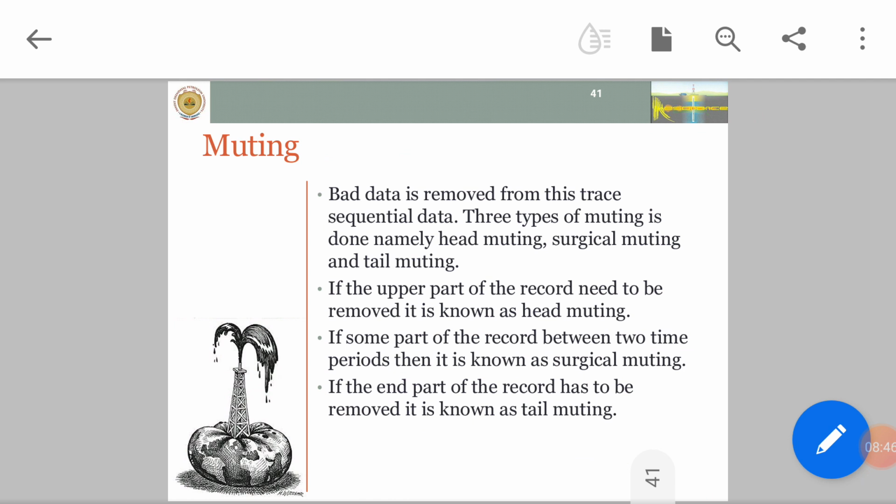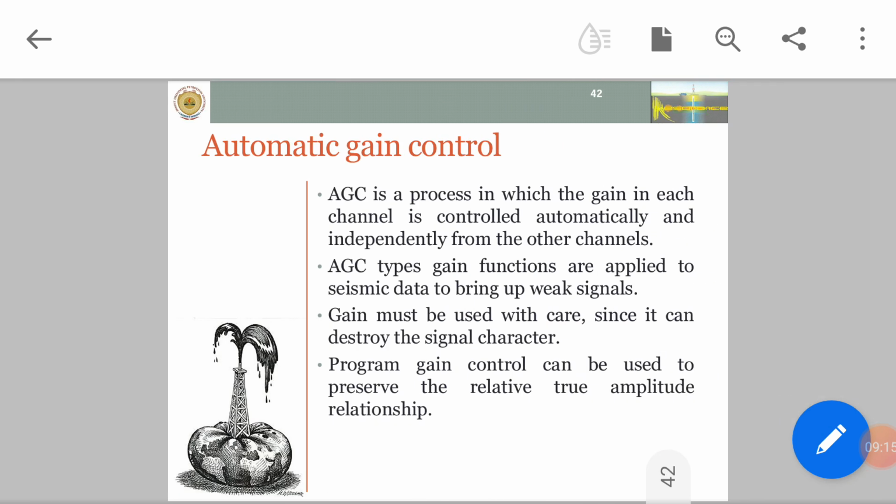Then the step which is required to be applied is called muting. Bad data is removed from the trace sequential data. Three types of muting are done, namely head muting, surgical muting, and tail muting. If the upper part of the record needs to be removed, it is known as head muting. If some part of the record between two time periods, so one window between two times, is removed, then it is known as surgical muting. If the end part of the record has to be removed, it is known as tail muting.